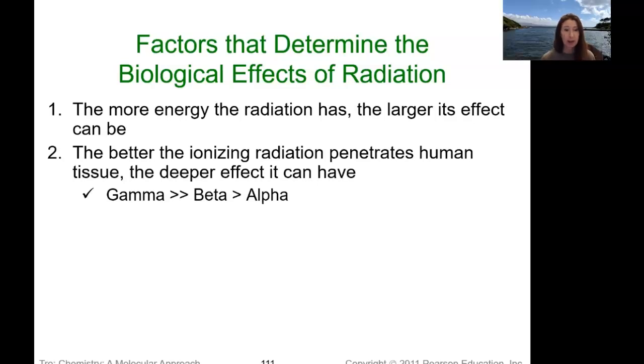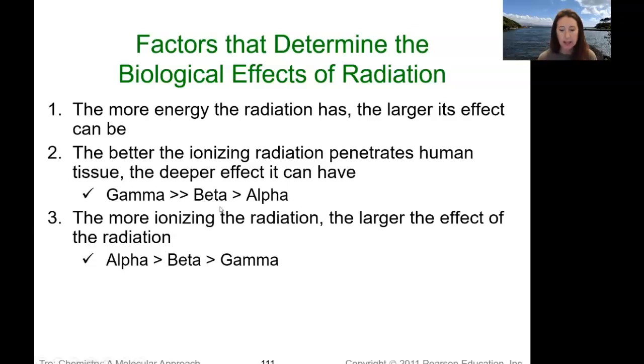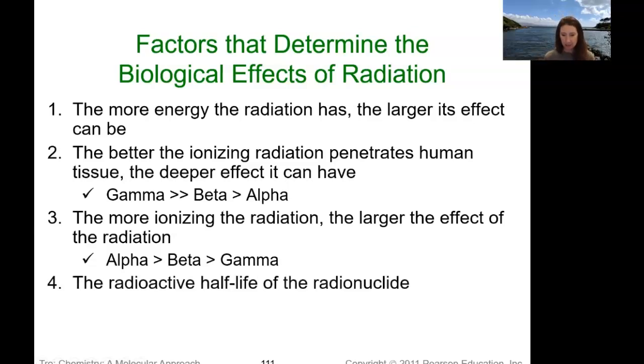Like we talked about how alpha can be stopped by a sheet of paper, beta can be stopped by lead, gamma might be feet of concrete. So all of these things go into the biological effectiveness. And then the more ionizing it is. So when we talk about who can ionize better, remember alpha is the best ionizer, right? But it's the worst penetrator.